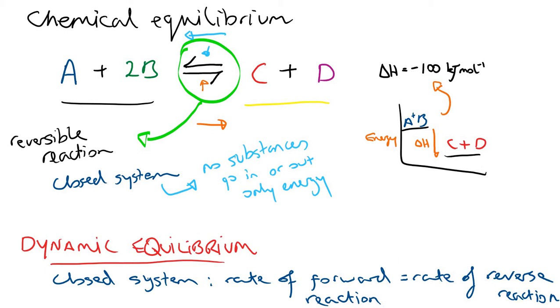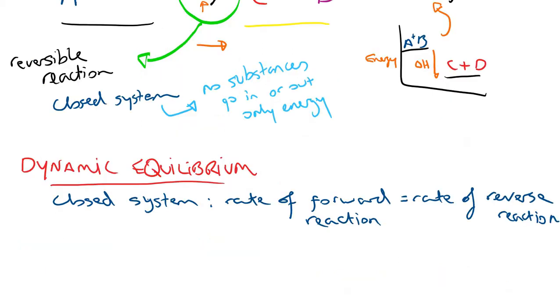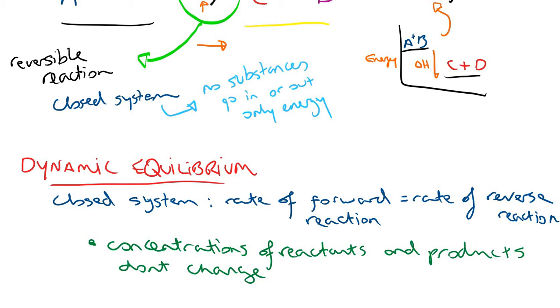Remember from the rate section and the rate video that the rate of reaction is the change in concentration of reactants or products over time. So what we're basically saying is these particles are constantly reacting. The rate of the forward reaction is going to be equal to the rate of the backward reaction when the system is in equilibrium. The equilibrium part means that the concentrations of the reactants and the products don't change.